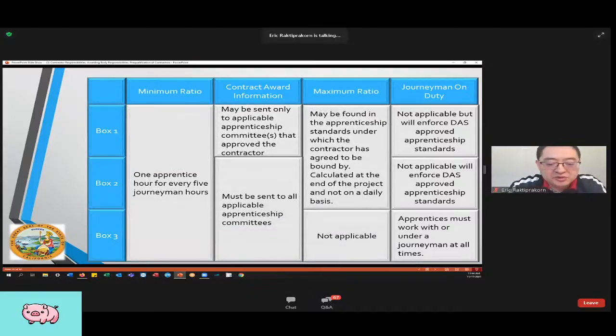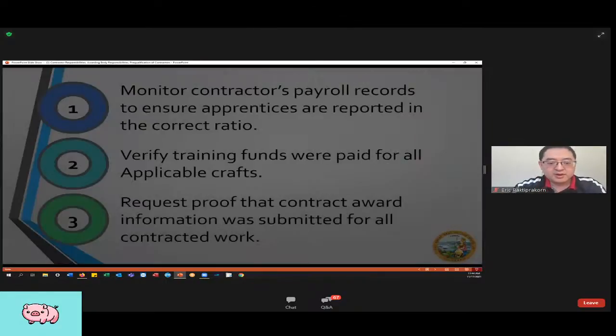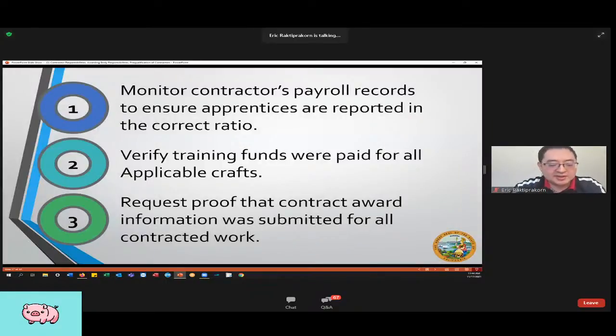So that's the full visual, and we can move on to the next slide. So here we have some recommended practices for a higher tier contractor.